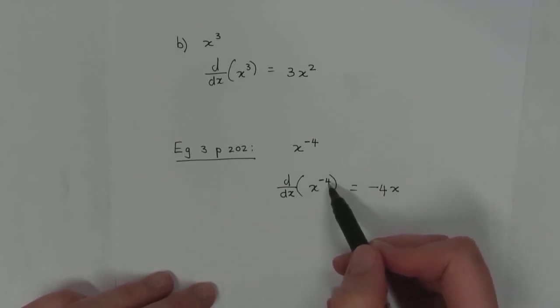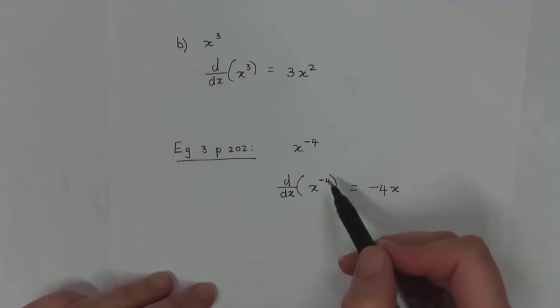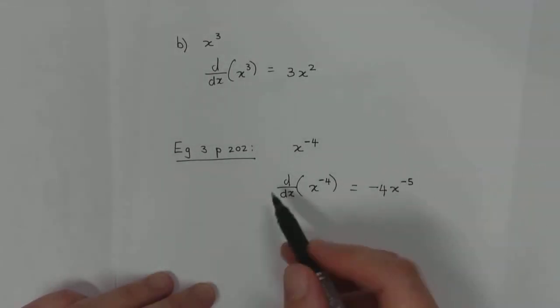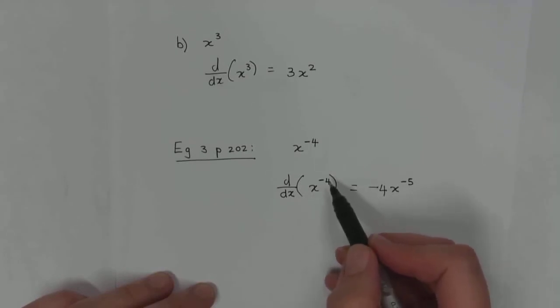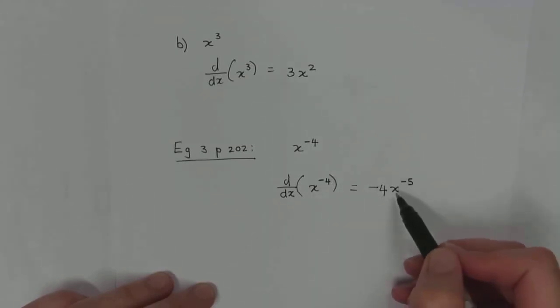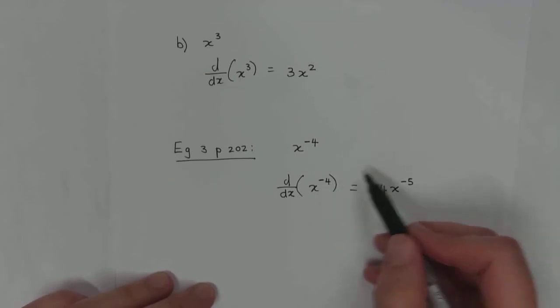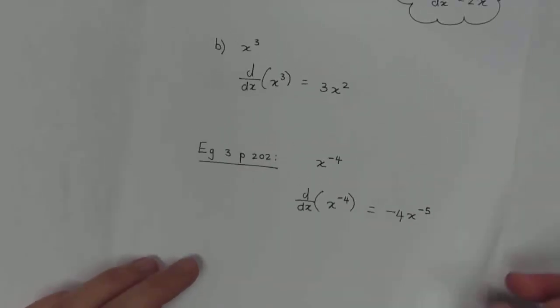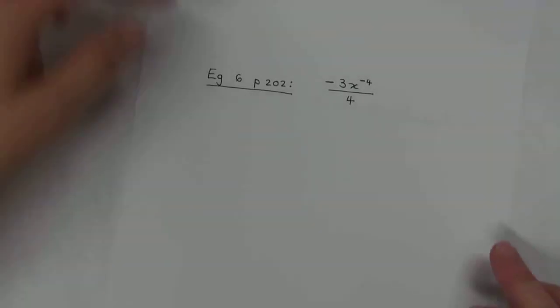Now careful here, because a lot of people make this mistake the first time they do it. I need to make negative 4 1 less. So it's minus 4 minus 1, which is minus 5. So the derivative of x to the power of negative 4 is negative 4 x to the power of negative 5, because minus 4 minus 1 is minus 5. So please watch out for these negative exponents. Okay, we're going to keep going with these examples.